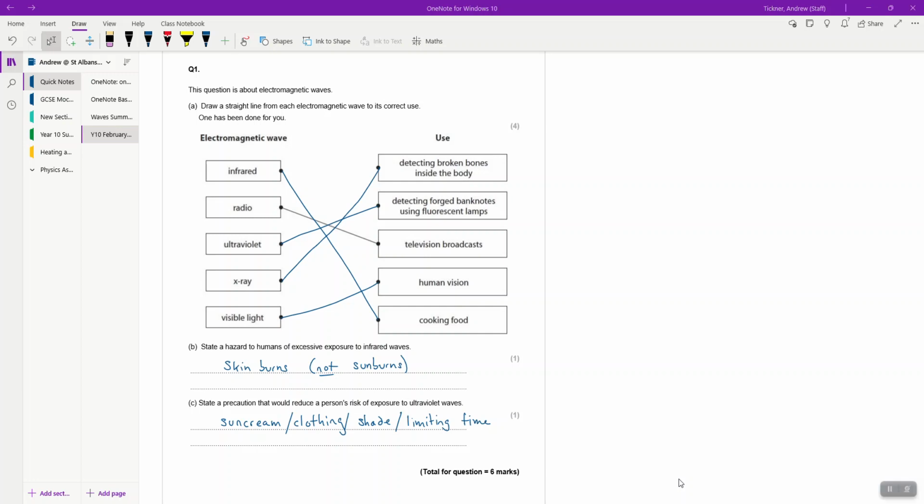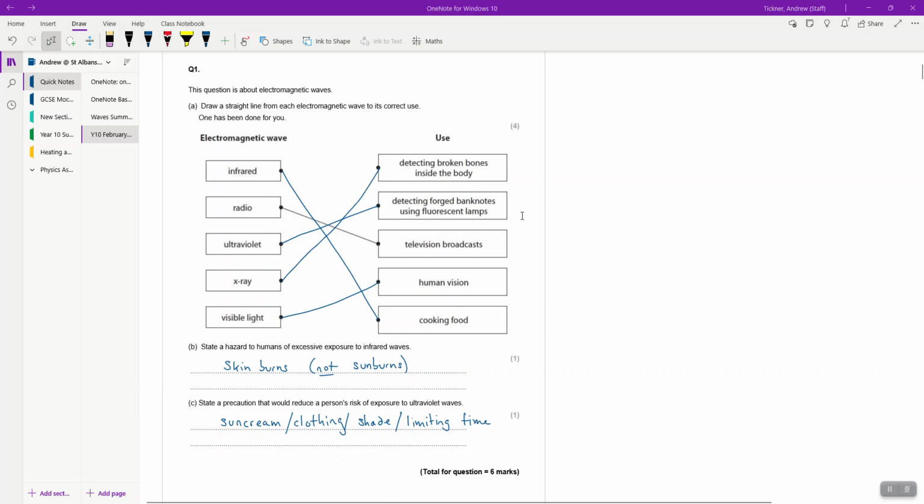Okay, Year 10, this is Mr. Tickner, and this is a recording of the latest paper you sat. There are timestamps below to each question for you to have a look at the specific ones you want to have a bit more information on and how they're solved. So, starting with question one.